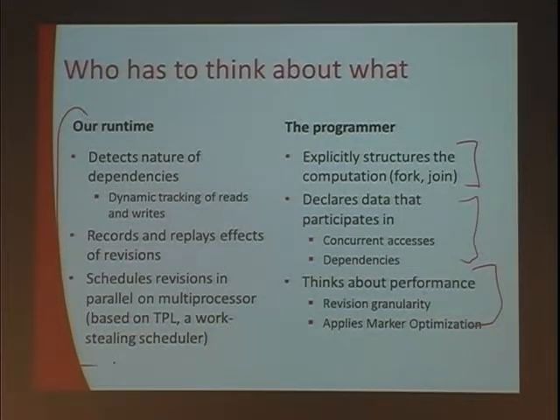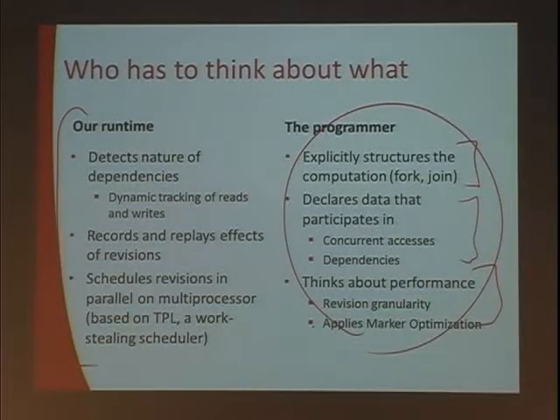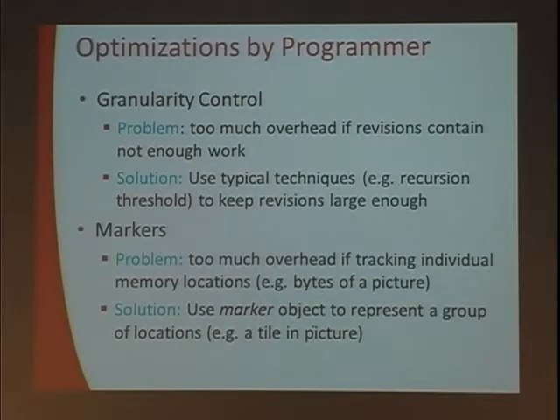All the work of creating these summaries that define the I/O behavior of a revision is done automatically. And underlying, we have a task-based scheduler that's doing the parallel scheduling for you. That's just provided by .NET. So there's still a bunch to think about, but most of what you're thinking about for parallelism is being leveraged for the incremental computation. So the optimizations that the programmer needs to think about are sort of classic ones.